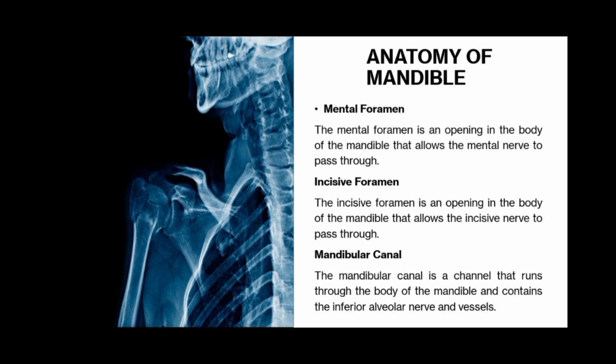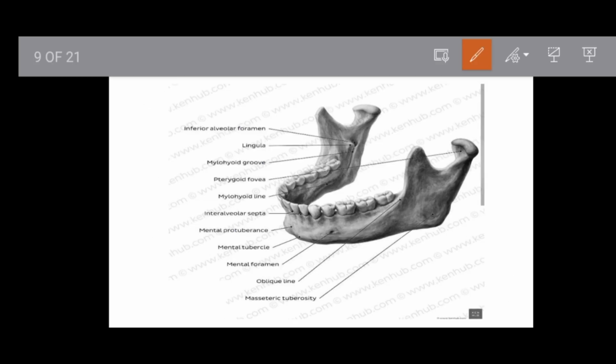process. Mental foramen. The mental foramen is the opening in the body of the mandible which allows the mental nerve to pass through it. Incisive foramen. An opening in the body of the mandible which allows incisive nerve to pass through it. Mandibular canal. It is the channel that runs through the body of the mandible containing inferior alveolar nerve and vessels. Here we have the mental foramen.